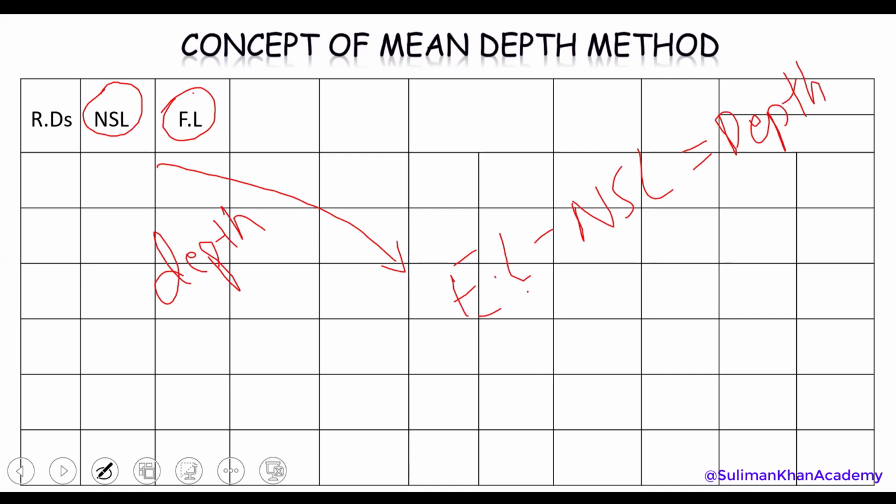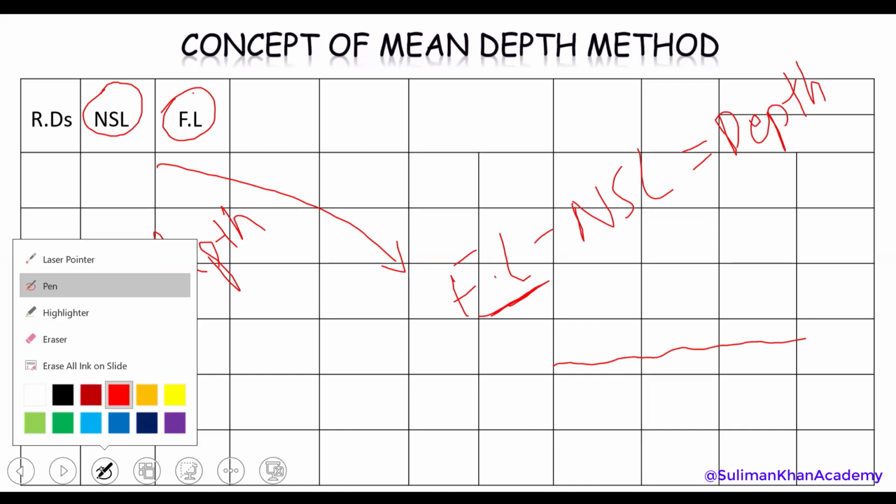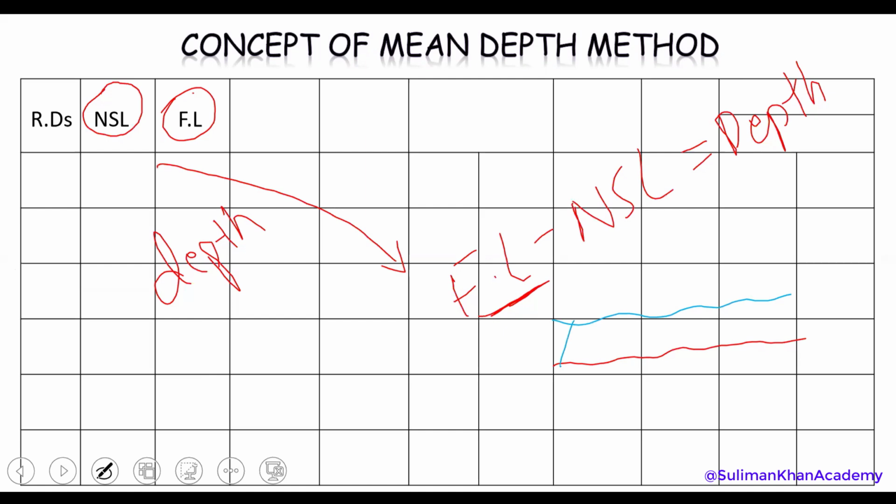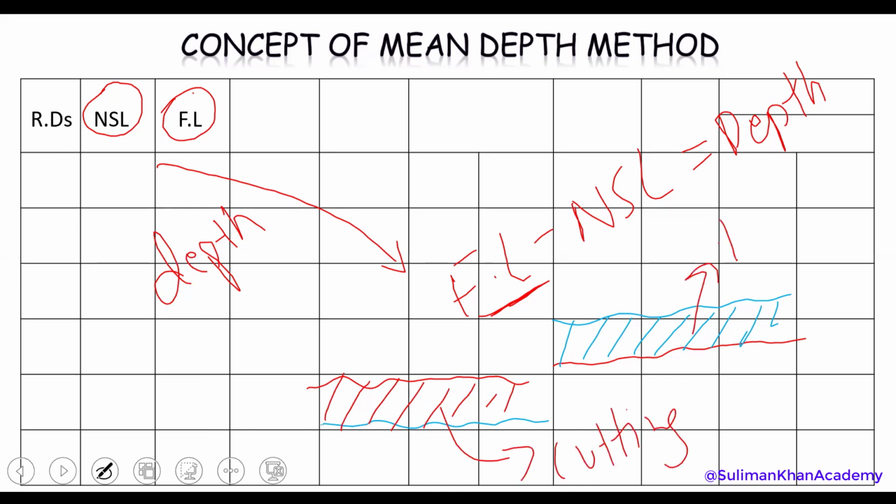Now, if the formation level is above, let's say this is the NSL here, and this is the formation level, it means it is just filling. However, if this is the NSL, and over here we have the formation level, then of course it is just cutting. This should be cutting, and over here this should be filling. So it's very straightforward. And then we should have depths, of course just NSL minus formation level, or maybe formation level minus NSL. You can just switch their location, it does not matter.